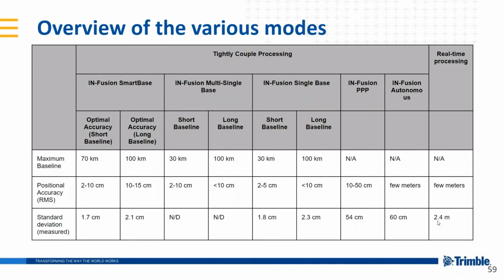Here is an overview of all these processing modes. In general, most of the processing modes are within our expectations, except the PPP. You can see the PPP is a bit out of the expected accuracy. This may be because the GNSS is obstructed. Some of the processing modes are even better than expected.